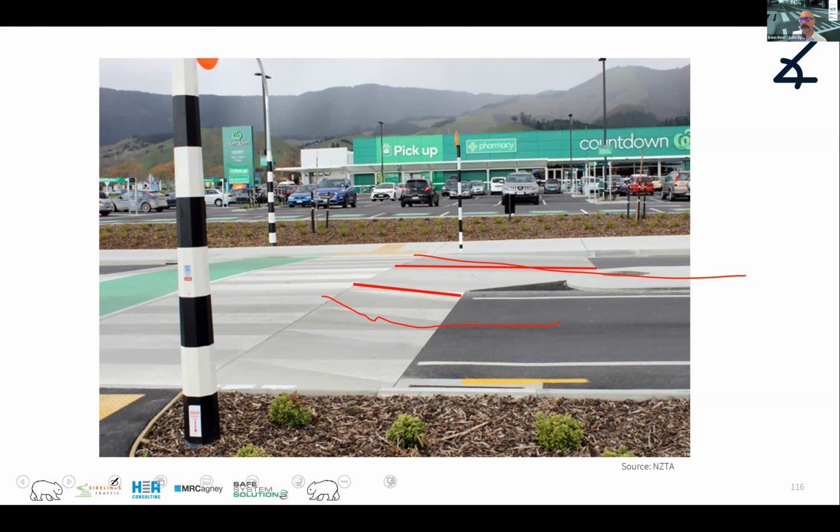Yeah, it is a bit of a poor sort of color treatment choice. I do talk a little bit to people about that. If you use these light concretes, then your zebra crossing marking can fade away.